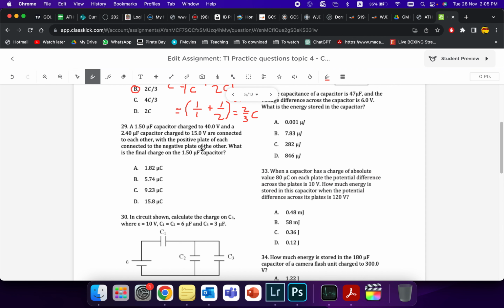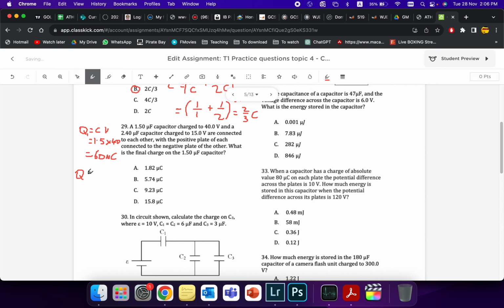The only way we can do this, first of all, is figure out what the starting charges actually were. So I'll take both of these and do Q equals CV on both of them. I'll do Q equals CV for the first one, so I'll call that Q1. C and V, so this is 1.5 multiplied by 40. I'm just going to keep it in micro because the final answer is in micro, so I don't need to write times 10 to the -6. If I do 1.5 times 40, I get 60. So this is 60 microcoulombs.